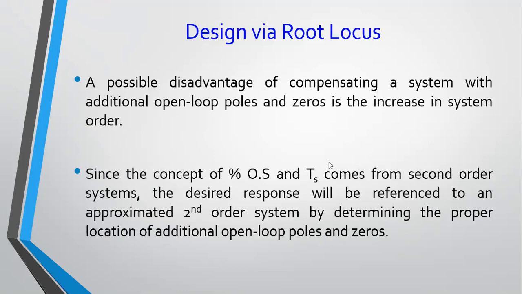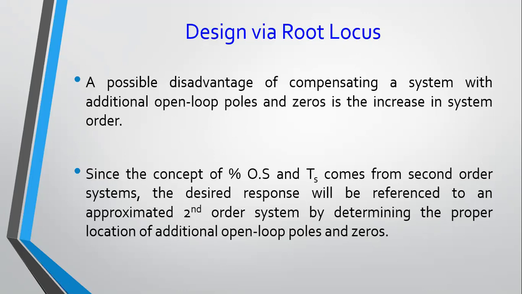A possible disadvantage of compensating a system is additional open loop poles and zeros, increasing system order. If you start adding poles and zeros, which is what we do in control design, there's the possibility of the system becoming unstable because of additional poles. So there is increased complexity as well. This is one disadvantage, but we're going to look at that through a simulation of your proposed control design.